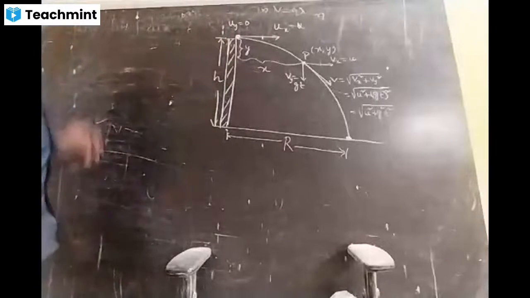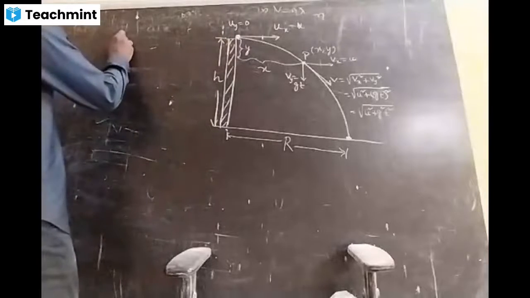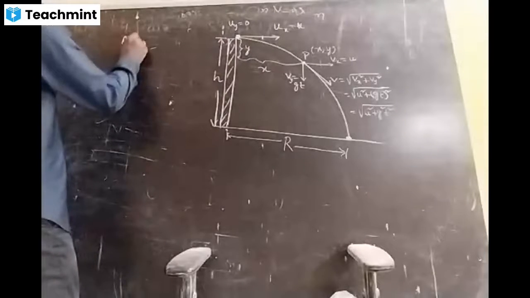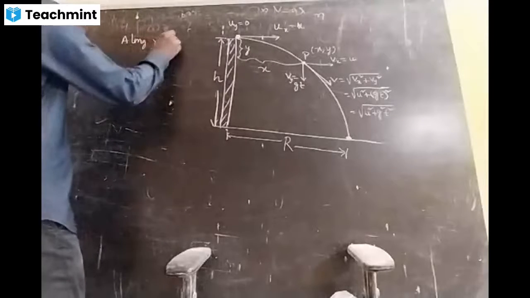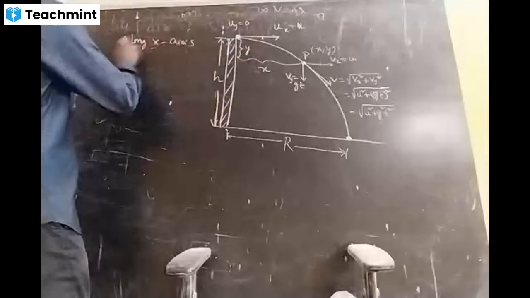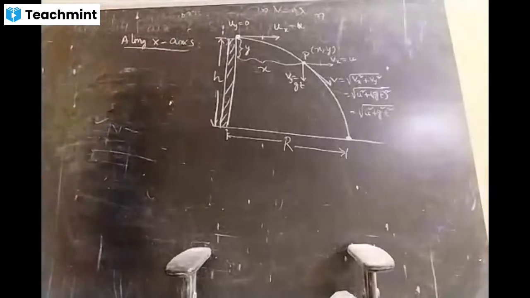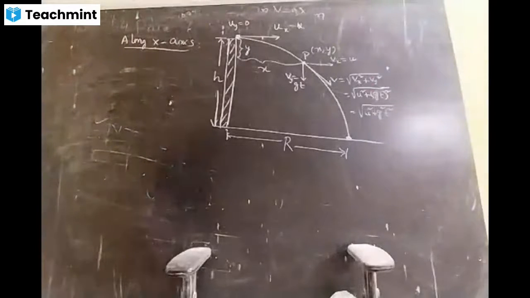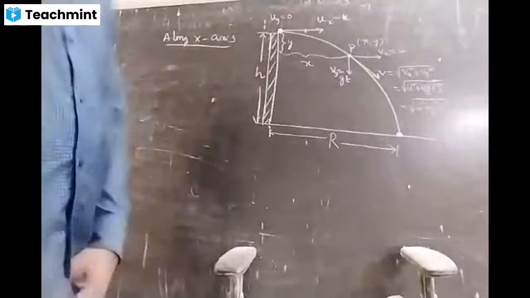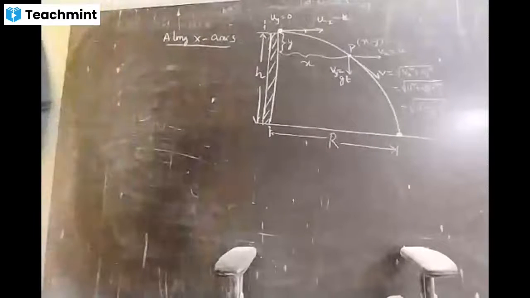So along the x-axis, if I write, what will I get? I want the distance. How can I find the distance? In which equation do we have distance and time? S equals ut plus half at square.